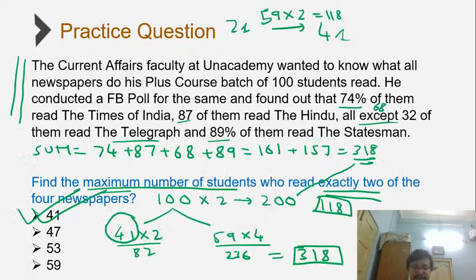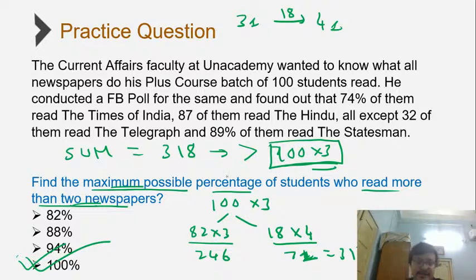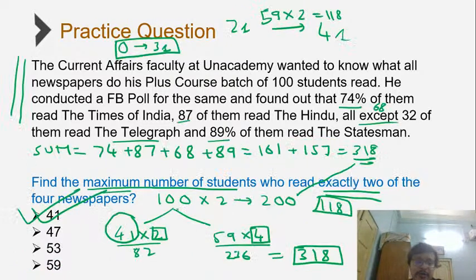Diksha, in this case, there are 41 people in the 2 newspapers category and 59 people in the 4 newspapers category, which means there are 0 people in the 3 newspapers category. Clear? Clear, Diksha, how we can achieve minimum exactly 3 newspapers: the minimum will be 0. Similarly, here we can have a maximum of 82 people in the 3 newspapers category. So for exactly 3 newspapers, the maximum will be 82 and the minimum will be 0.